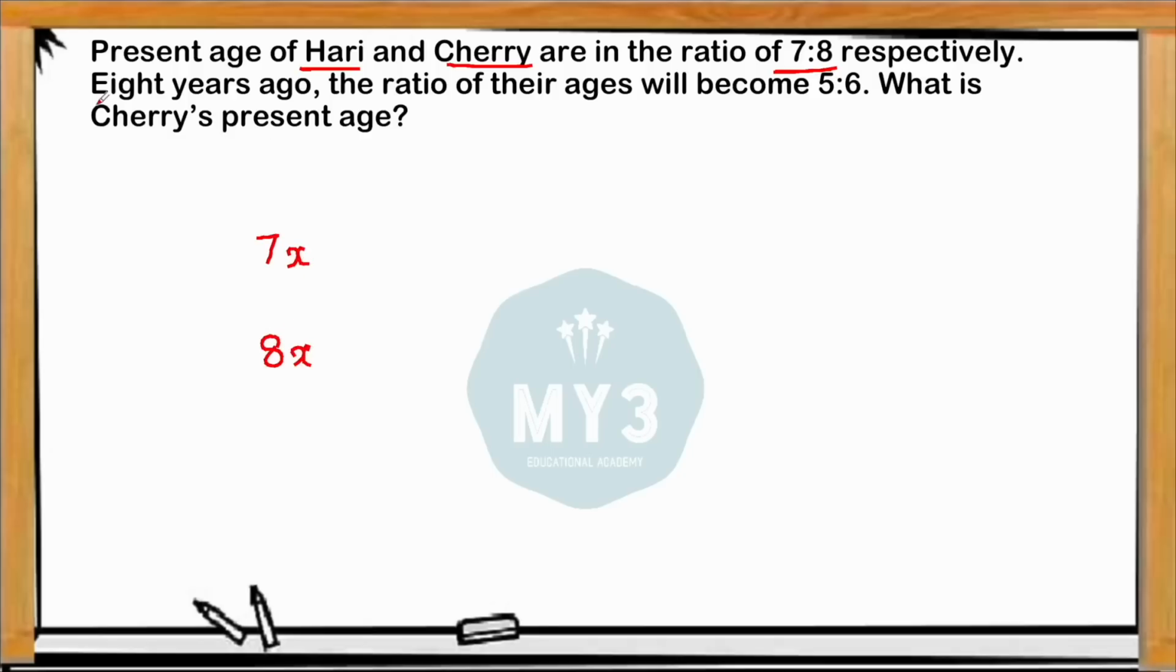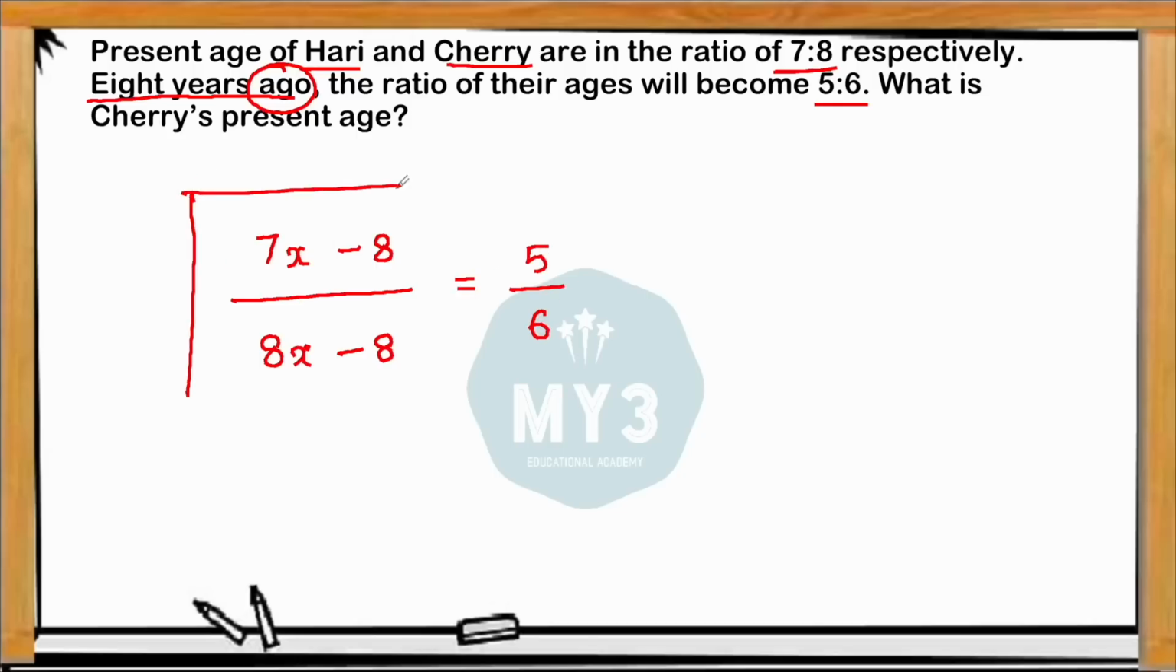As per the data, 8 years ago, the ratio became 5 is to 6. That means 8 years back. Ago indicates past. Past means you can take minus. 8 years back, the new ratio of these two persons is 5 is to 6. That means 5 by 6. So you are done with the question if you are capable of making the equation like this. Because if you further simplify, you will get the x value.